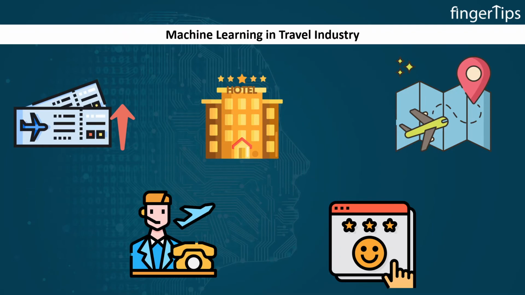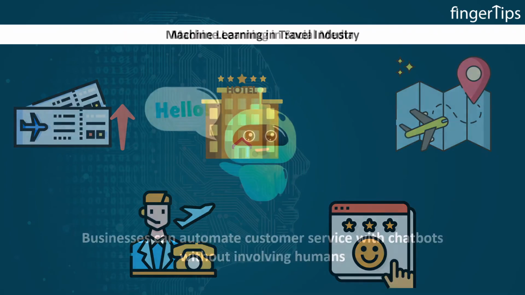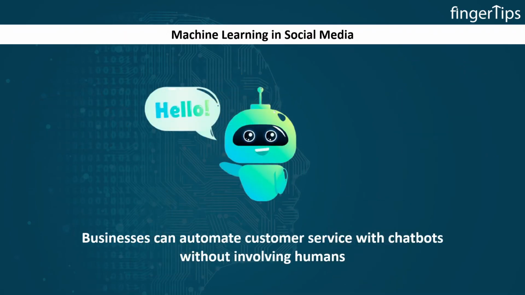Now, let's see how machine learning is applicable in social media. Almost every social media platform has the facility of chatbots. Chatbots are built on the concept of machine learning. Businesses can automate customer service with chatbots without involving humans.